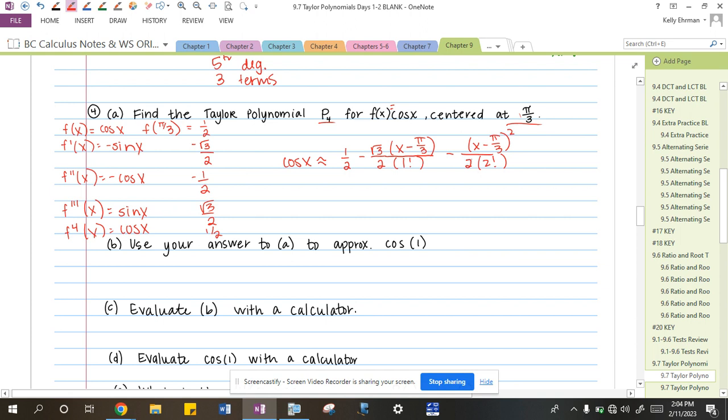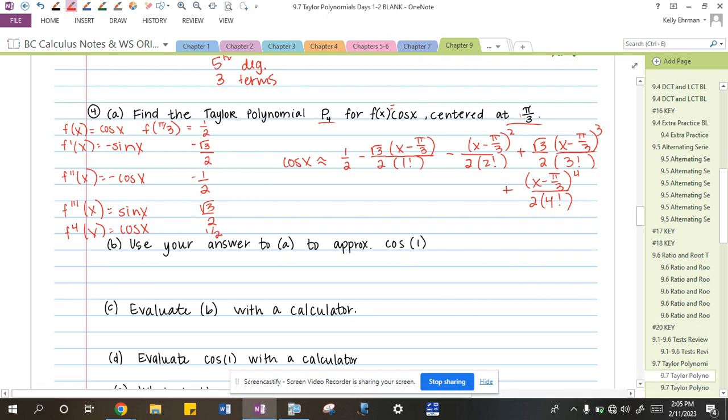So 1/2 x to the n over n factorial. And then plus radical 3 over 2 times x minus pi over 3 to the third over 3 factorial. And out of room, so last one's going down here. Plus x minus pi over 3 to the fourth over 2 times 4 factorial, because the last one was 1/2.